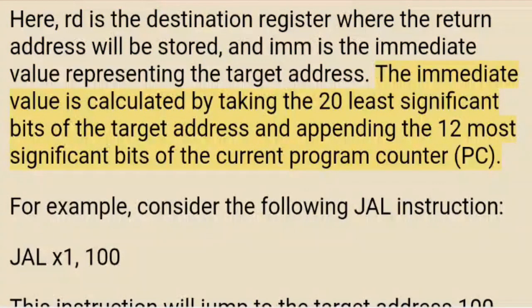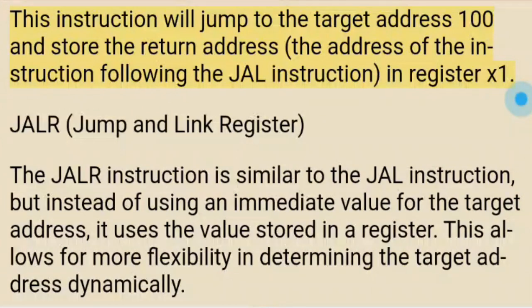The immediate value is calculated by taking the 20 least significant bits of the target address and appending the 12 most significant bits of the current program counter, PC. For example, consider the following JAL instruction. JAL x1, 100. This instruction will jump to the target address 100 and store the return address, the address of the instruction following the JAL instruction, in register x1.